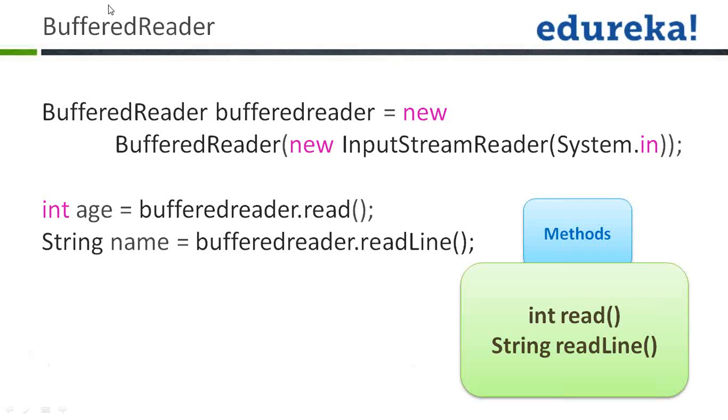I first come to the buffered reader. This is a class that is present. So you make an object of this class. BufferedReader equals new BufferedReader. Within that you pass new InputStreamReader, which takes an argument that is system.in. So you're actually taking input from a keyboard. Finally, integer age equals buffered reader dot read. It will read the value that has been entered in the console window, and it will be saved in age. Finally, string name equals buffered reader dot readLine. It will take a string value that will be entered and saved in name.